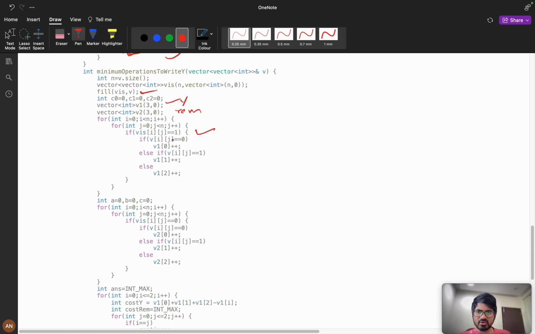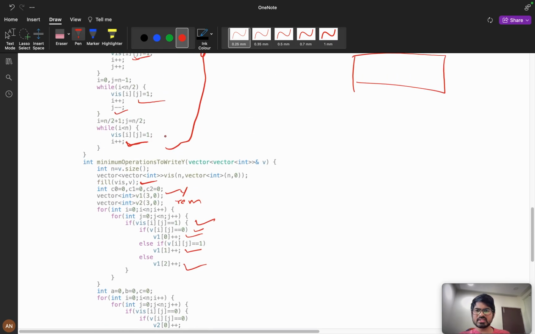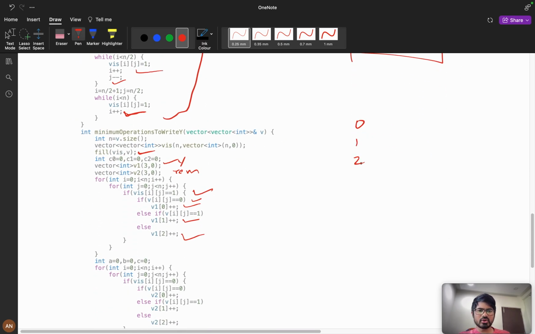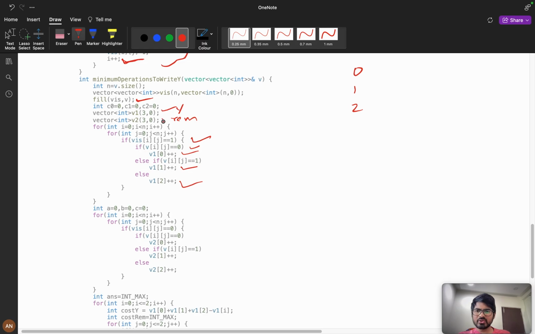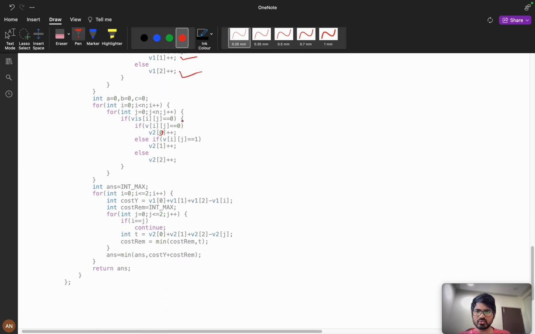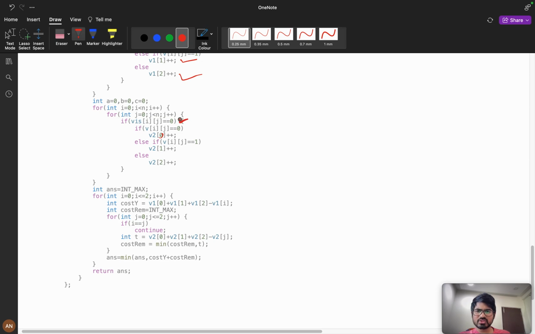Whenever it is visited and my V of i j equals 0, V1 of 0 plus plus, 1 plus plus, 2 plus 1. That means this V1 stores the frequencies of 0, 1 and 2. In the same way, my V2 will store the remaining frequencies of 0, 1 and 2. So if visited of i equals 0, that means we have not visited it, so that's why we are storing it in the V2. Okay, we have done that.